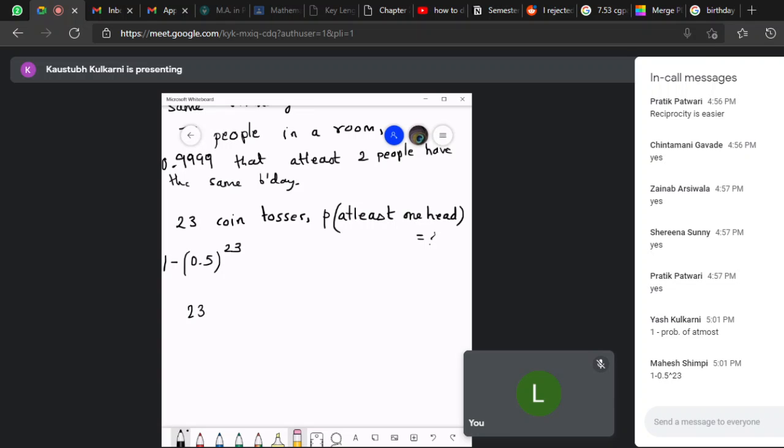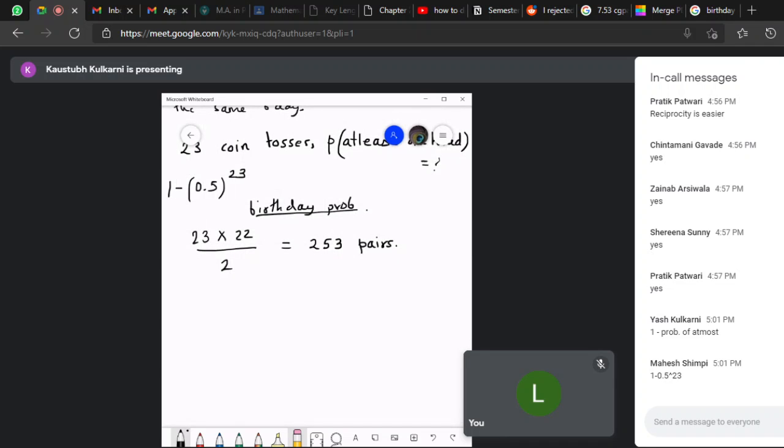So how many pairs do we have to check? n into n minus 1 upon 2. Now I'm back to the birthday problem. So 23 into 22 upon 2, that is 253 pairs we have. Okay, this is one thing.